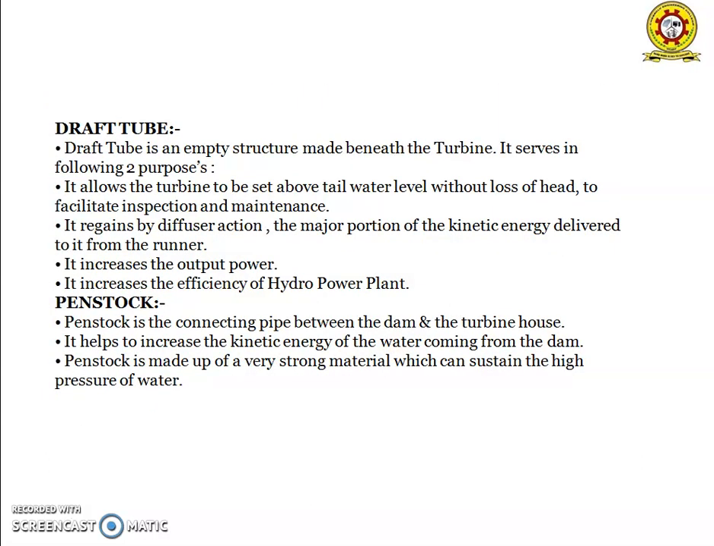Next one is the draft tube. A draft tube is a hollow structure made beneath the turbine. It serves the following two purposes. It allows the turbine to be set above the tail water level without loss of head, to facilitate inspection and maintenance. So the draft tube is used for maintenance and inspection of the turbines. And the second reason is that it regains, by diffuser action, the major portion of the kinetic energy delivered to it from the runner.